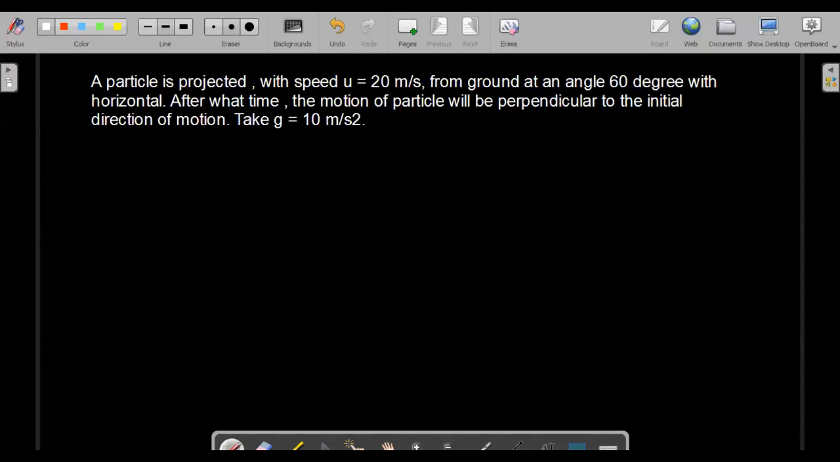Today we are going to discuss one of the classic questions from projectile motion. In this question, it is given that a particle is projected with some speed, 20 meters per second, from the ground at some angle, 60° with the horizontal. After what time will the particle be moving perpendicular to the initial direction of its velocity? That is the question part.